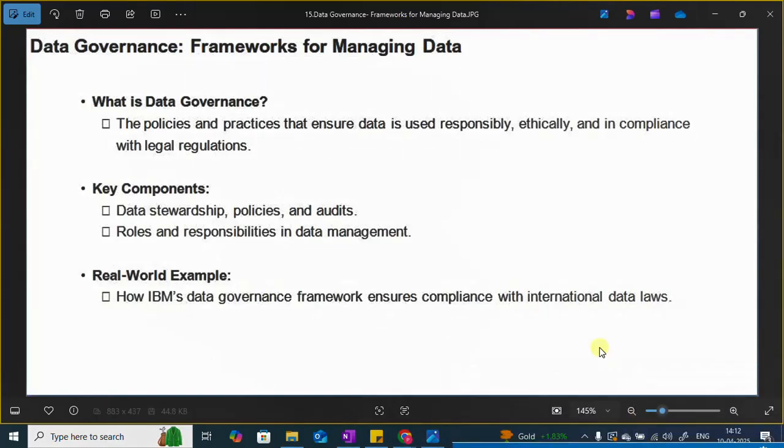What is data governance? The policies and practices that ensure data is used responsibly, ethically, and in compliance with legal regulation. Key components: data policies, audit, and all. Roles and responsibilities, data management and all. Real world example: how IBM's data governance framework ensures compliance with international data laws.